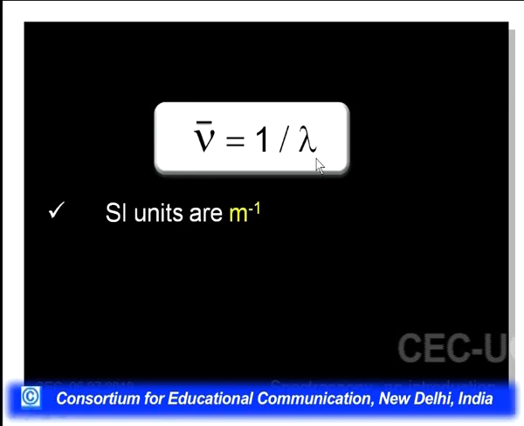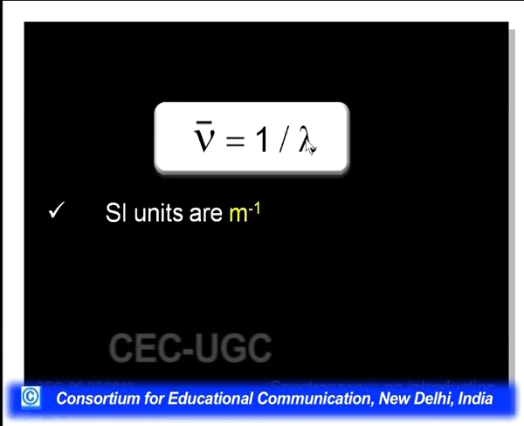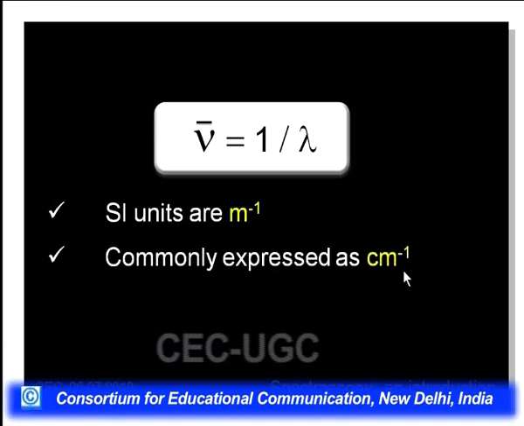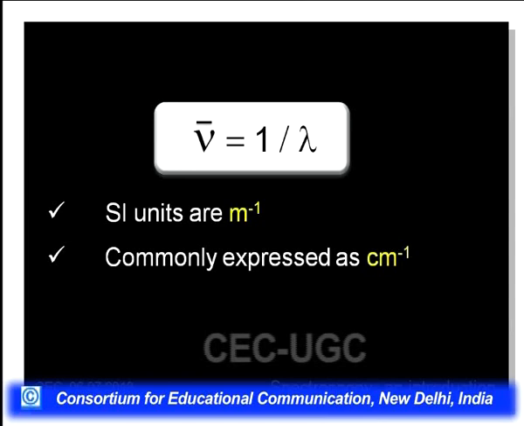Since lambda was my wavelength, with the dimensions of length, or the unit of meter, the units of wave number will be meter inverse. A meter inverse is not used very often. More often used is the centimeter inverse. That's a commonly used unit for wave number. So we know what the amplitude of a wave is. We also know what the wavelength is. We also know what wave number is.